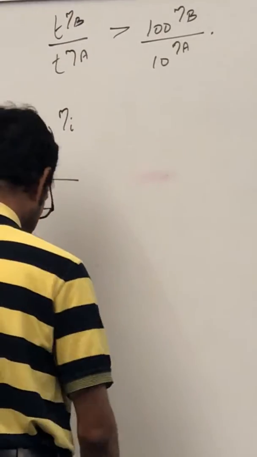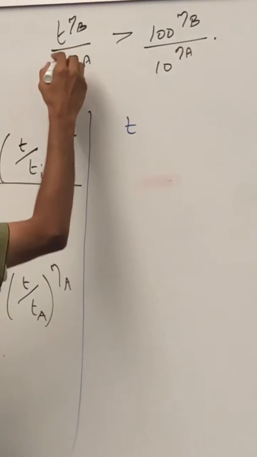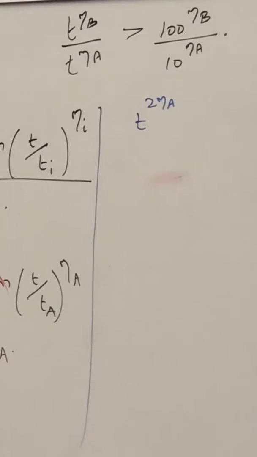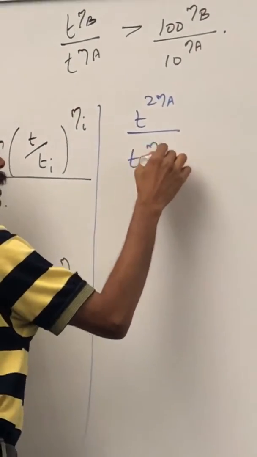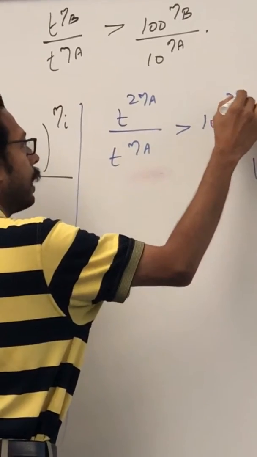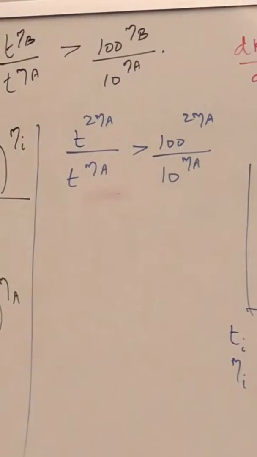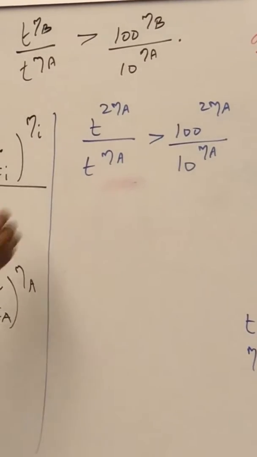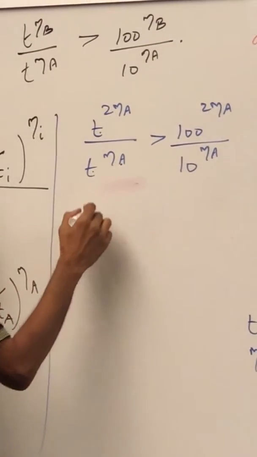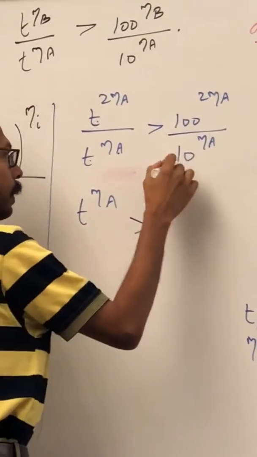So now what can we do? We can make use of the relationship. Eta B is 2 times eta A, so this is T raised to 2 times eta A divided by T raised to eta A, greater than 100 raised to 2 times eta A divided by 10 raised to eta A. So the left side is T raised to eta A, like 2 minus 1.